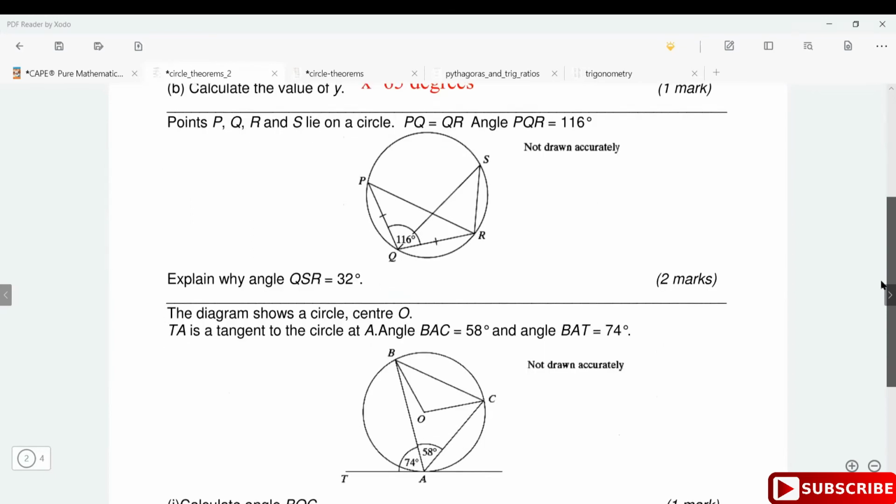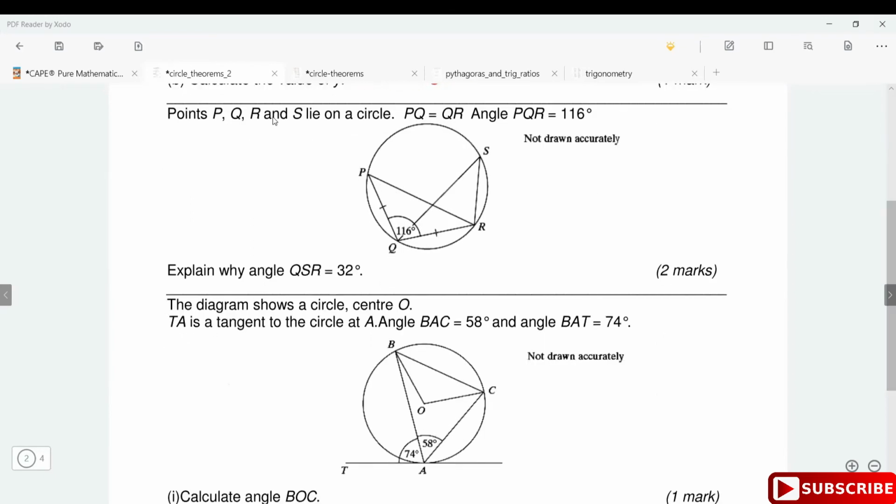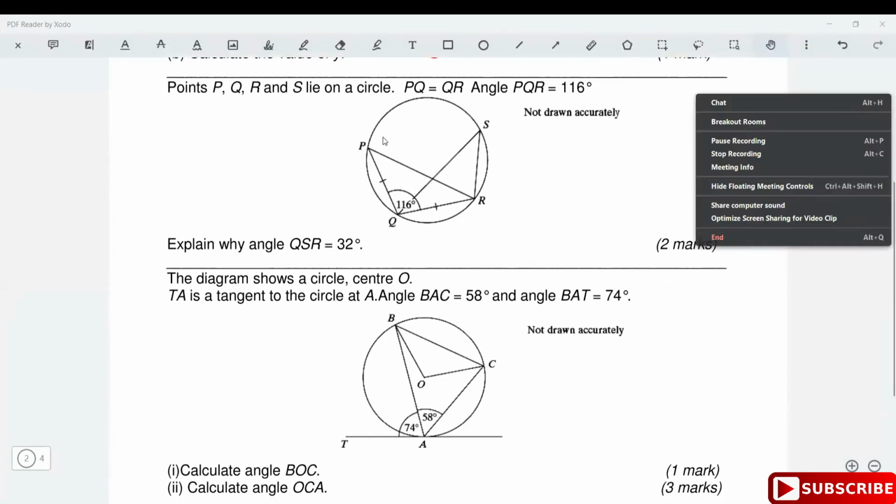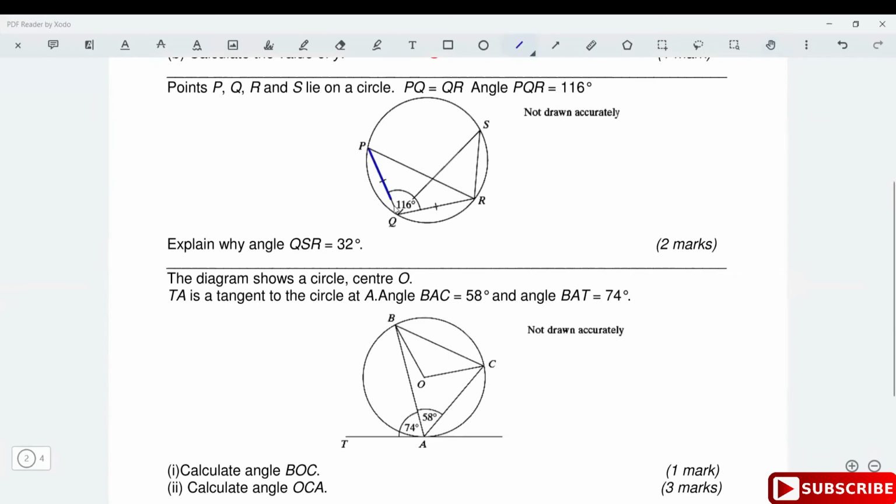Now this question right here says PQRS lie on a circle. PQ is equal to QR, and the angle PQR is 116. Now the first thing is, since these two sides are equal, this is isosceles. Since that is isosceles, that will be key to helping you answer this question.